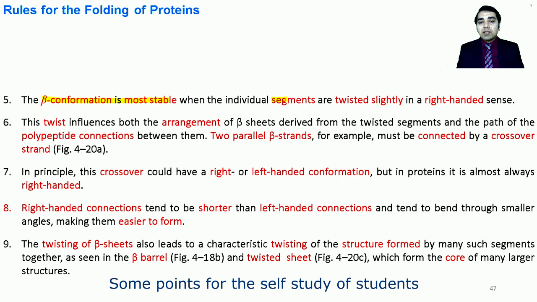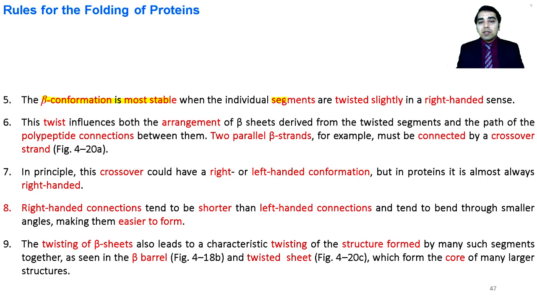The beta sheet is more stable when the segment is twisted in a right-handed way. The twist not only influences the arrangement of the beta sheets but also the path of the polypeptide connection. For example, two beta sheets are connected by a crossover strand. In principle, the crossover could be either left-handed or right-handed, but most beta sheets are found in right-handed crossover. Right-handed connections are shorter as compared to left-handed connections, and they are easier to make.